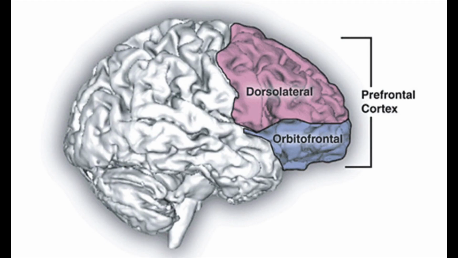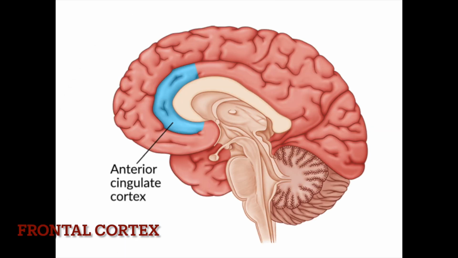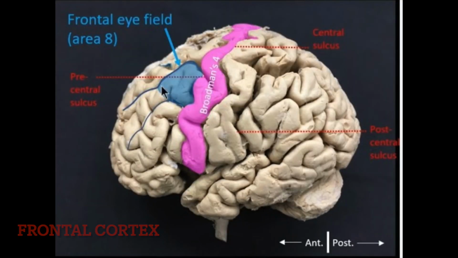Let's go over the parts of the brain involved with attention. Of course, we first think about the frontal cortex, particularly three places: the dorsolateral prefrontal cortex, the anterior cingulate cortex, or ACC, and the frontal eye fields.